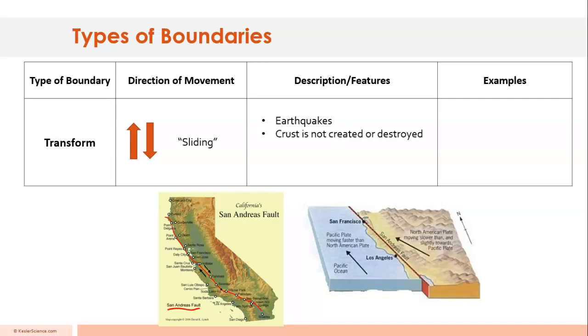All right, a lot of earthquakes happen, of course, at transform boundaries. Crust is neither created nor destroyed, and they are often, but not always, found on the seafloor. Our best example that we're going to give here is the San Andreas Fault in California. Again, you may pause your video if you need to fill this in.